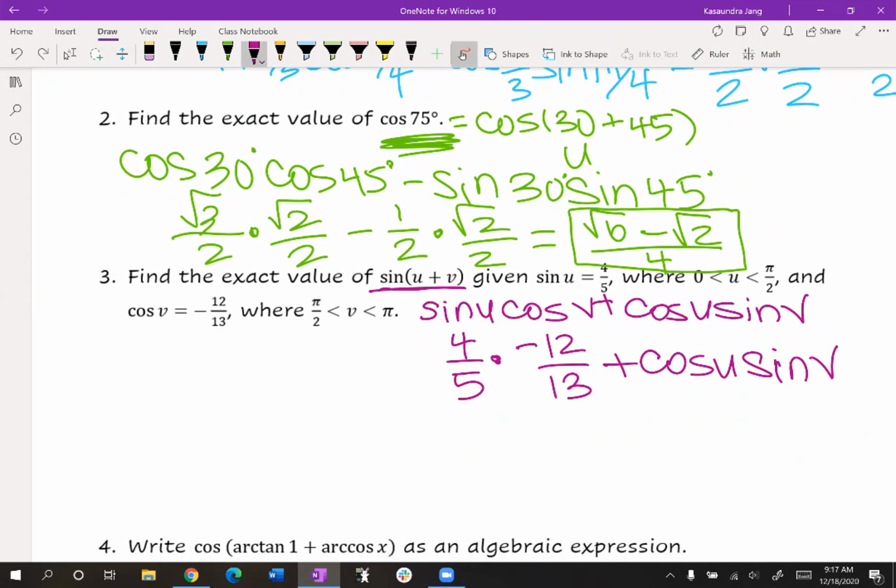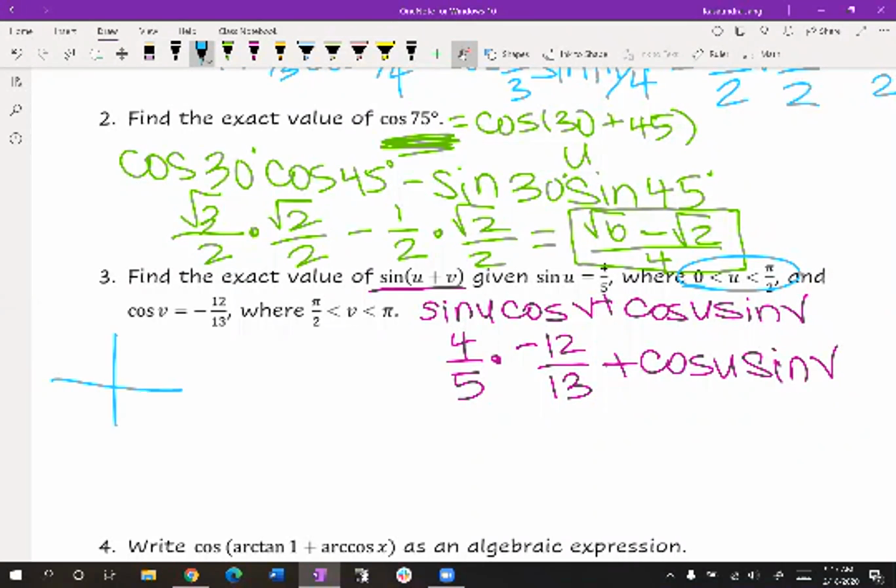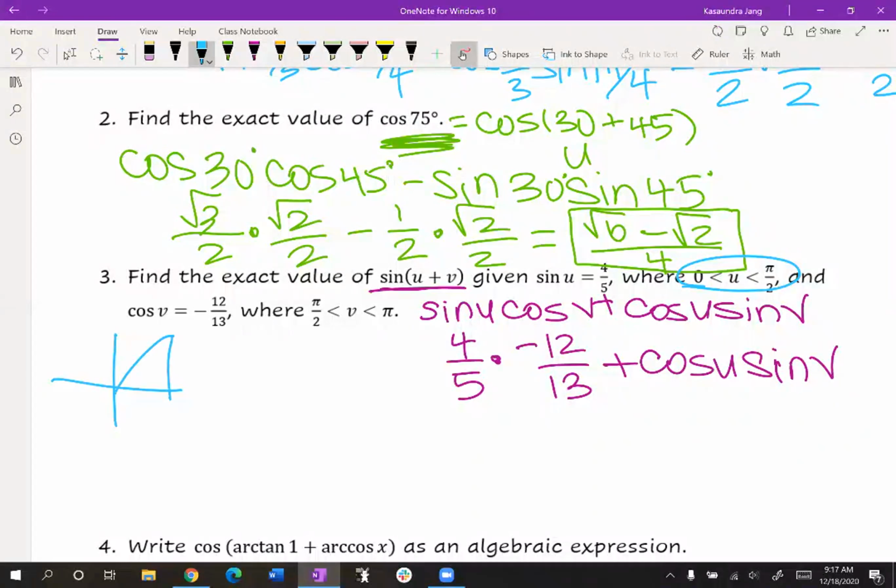So what I'm gonna do is put this on my unit circle. They told me which quadrant I was in when they said that my u is between 0 and pi halves. Let's see. I'll try to color coordinate this here. U is between 0 and pi halves, so my u is in the first quadrant. All right, here we go, there's my right triangle with sine.